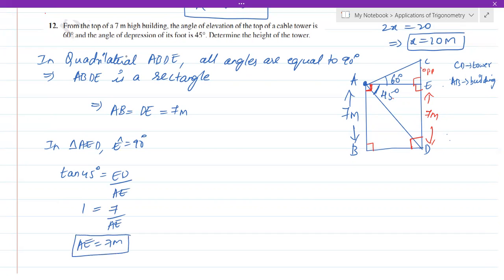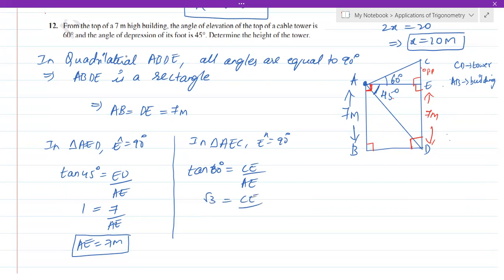Since you got the value of AE, which is the adjacent side for the triangle ACE, in triangle AEC, E is 90 degrees. Now you know the adjacent side, you can find the opposite side easily. Again, we make use of tan. Now the angle is 60. Tan 60 is opposite by adjacent. Opposite is CE, adjacent is AE. Tan 60 is root 3. CE we have to find, AE we just got as 7. Therefore, cross multiply, we get CE as 7 root 3 meters.